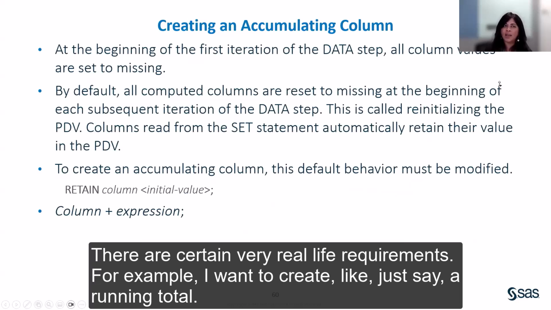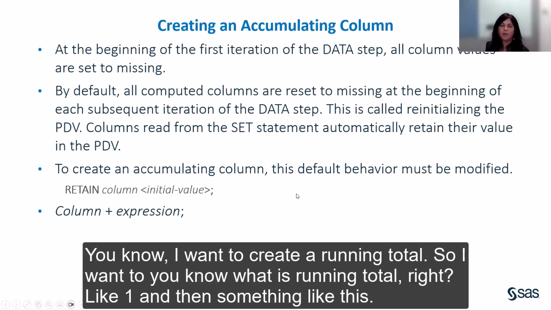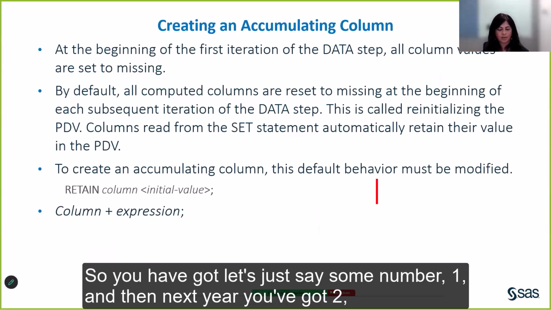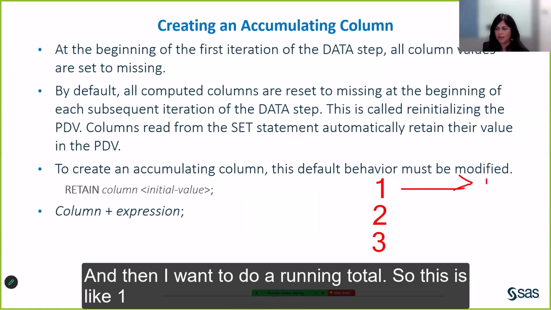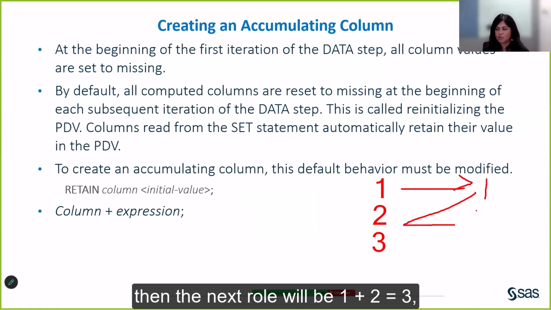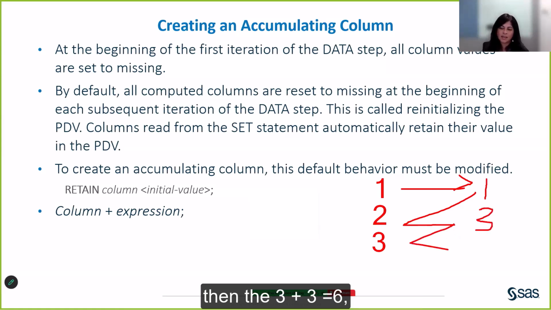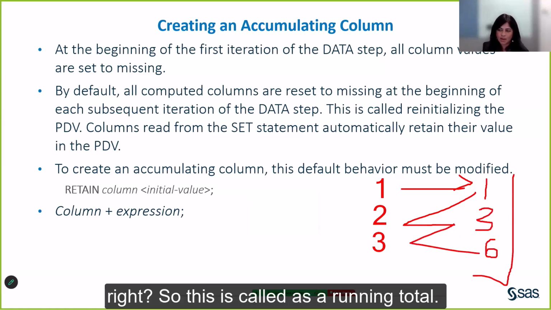There are certain very real life requirements. For example, I want to create, let's say, a running total. What is a running total? Let's say you have some number 1, and then next you got 2, and then one more, let's say 3. And then I want to do a running total. So this is 1. Then the next row will be 1 plus 2, 3. Then 3 plus 3, 6. So this is called a running total.